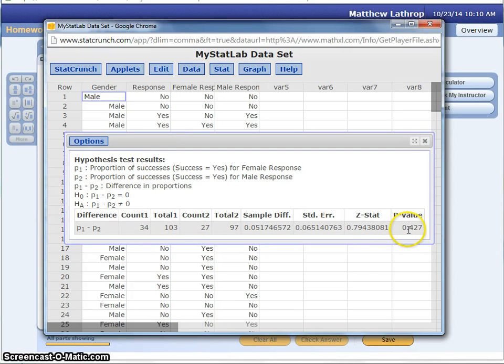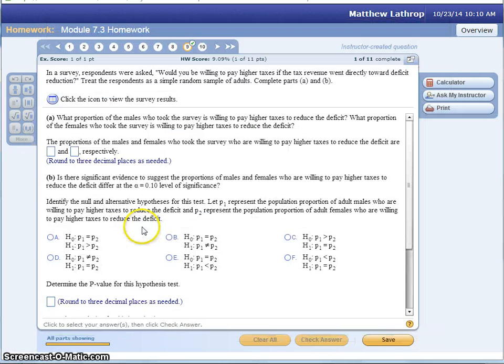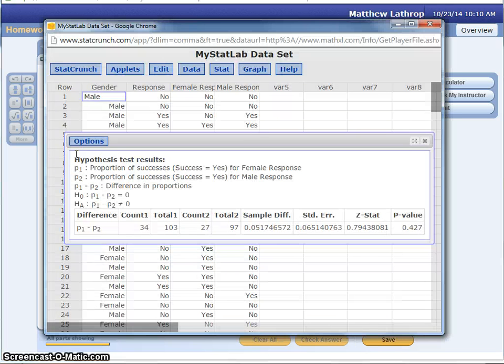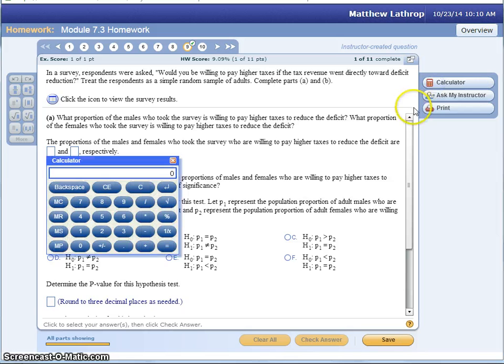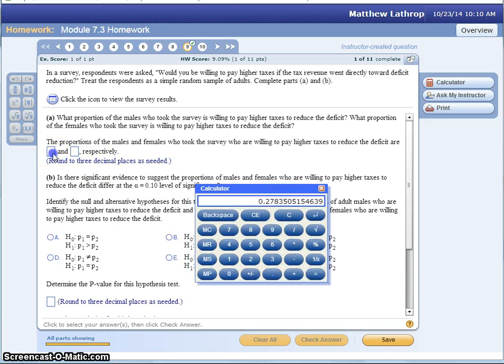One of those being the p-value for our test. But before that, we want information on the proportions of males and females who took the survey and are willing to pay higher taxes. So the first thing we're asked to report are just the actual sample proportions. In this case, my first group was actually females. My second group was males. To get the proportion of males, I need to find what is 27 divided by 97. We want to round this to three decimal places. So this is going to be 0.278.